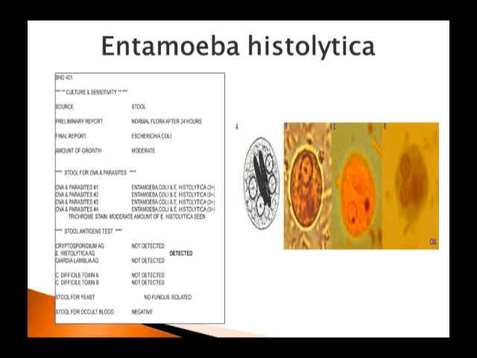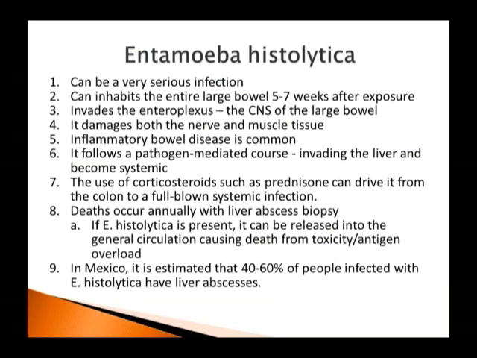Entamoeba histolytica is another parasite that may show up on a stool test. It doesn't show up as commonly as the Cryptosporidium or the Giardia. However, if it does show up, it is a nasty parasite. It can cause a very serious infection. It can take over the entire bowel and cause wide sweeping damage. This is one particular parasite that can invade the nerve plexuses in the bowel, causing inflammatory bowel disease, appendicitis, etc.